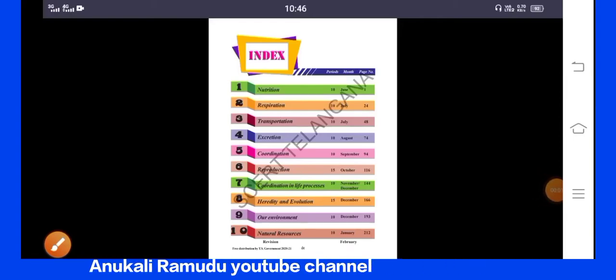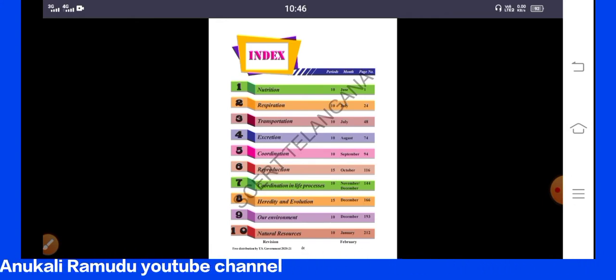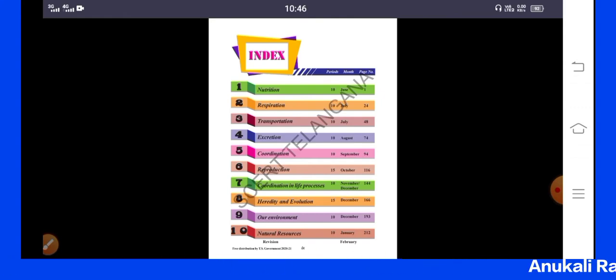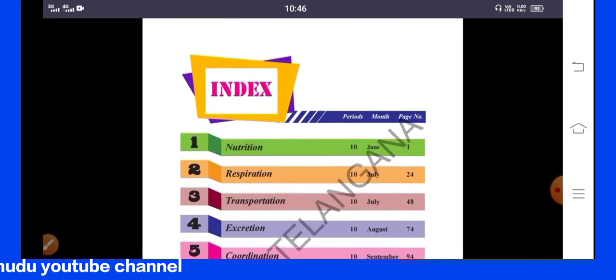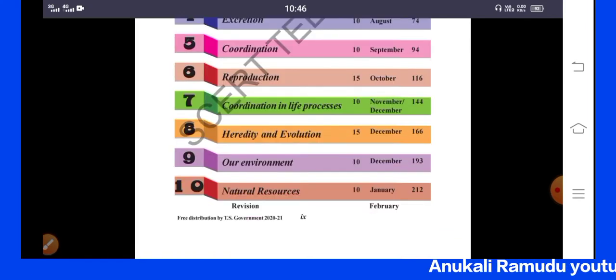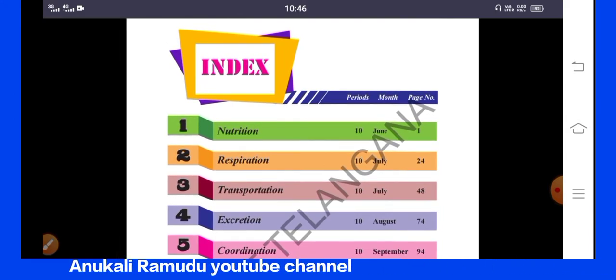Good morning, students. Today we are discussing 10th class biology regarding our Telangana state textbook. Generally, the 10th class biology textbook contains nearly 10 chapters.